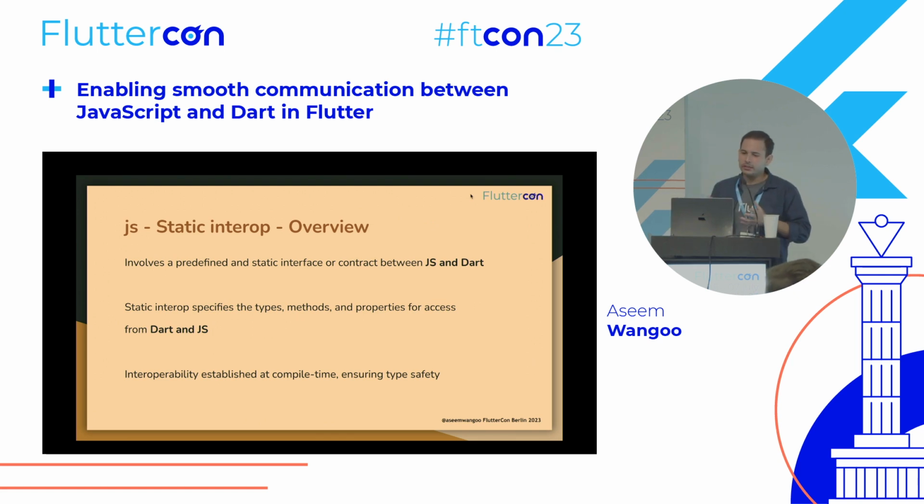So now, for static interop, let's give an overview. Static interop allows us to have a predefined and static interface for communication between JS and Dart. When I say predefined, I mean we have a straight path, or guidelines saying, hey, if you want to do this, go this way, or go X way, Y way. But those ways are defined for us in the static interop.